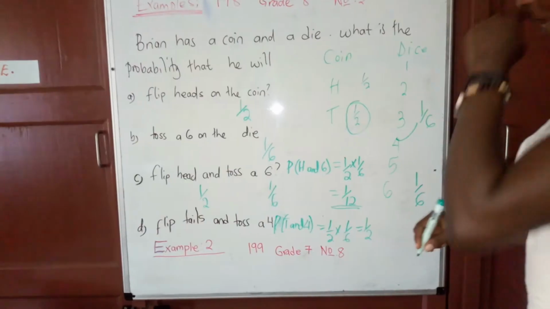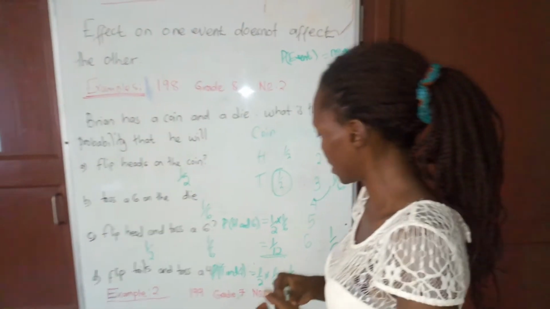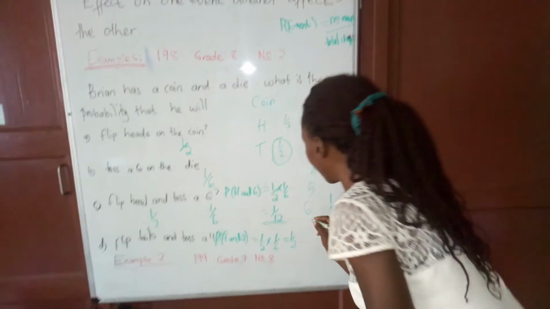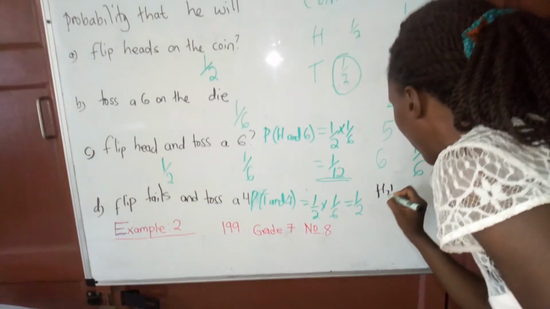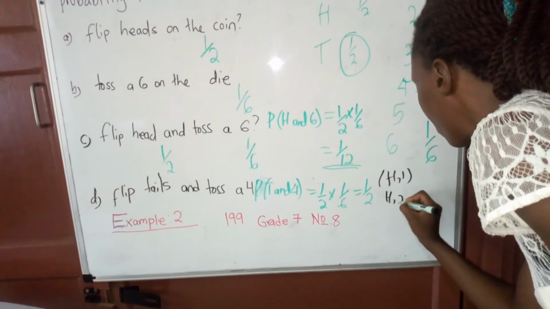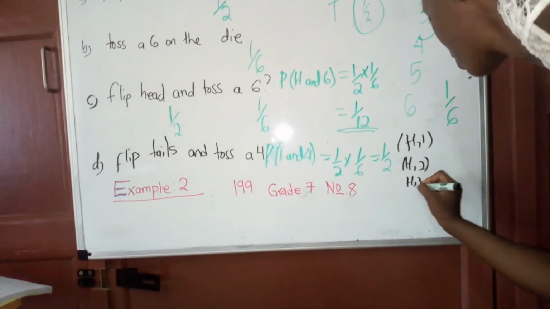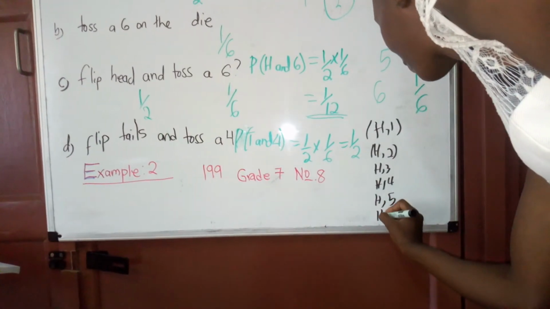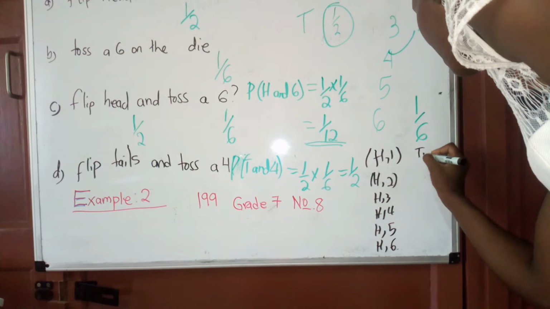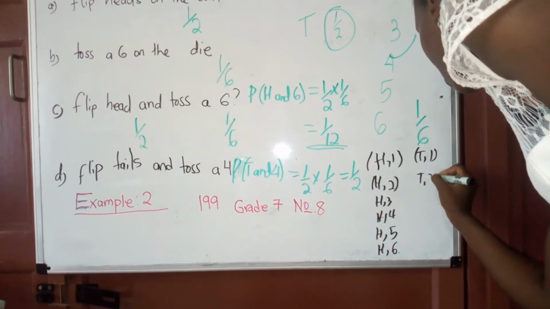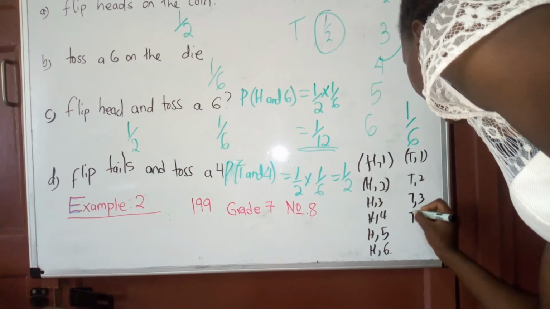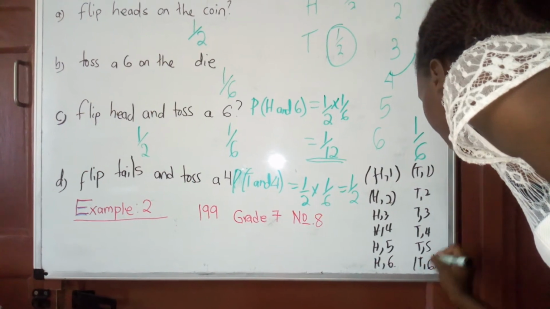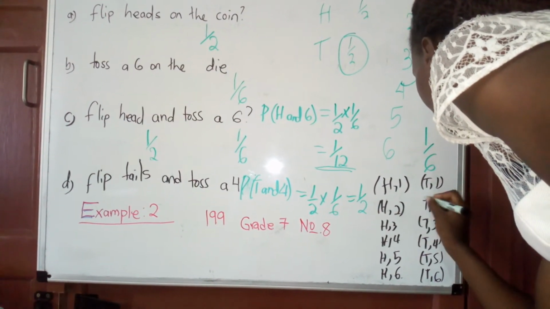The other way could be listing all the elements. If you are to list all the possibilities that we are going to have, we can have head 1, head 2, head 3, head 4, head 5, and head 6. Or tail 1, tail 2, tail 3, tail 4, tail 5, and tail 6. So when you count all these, there are 12 possibilities.